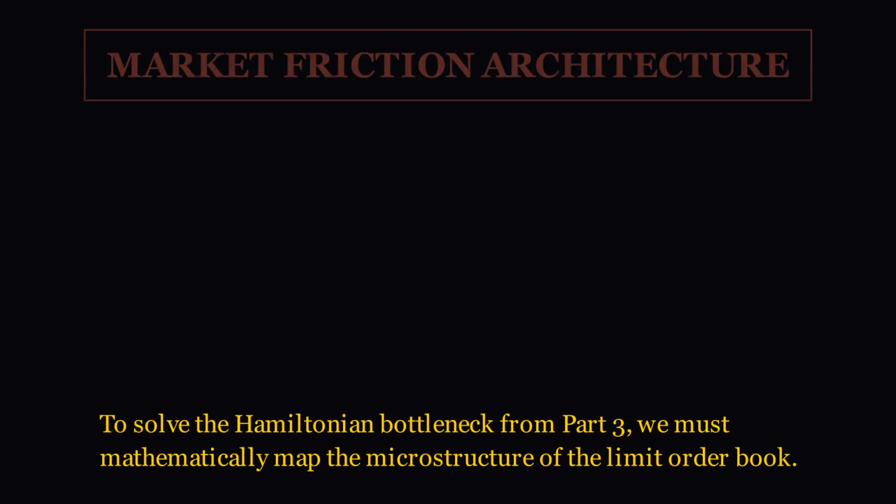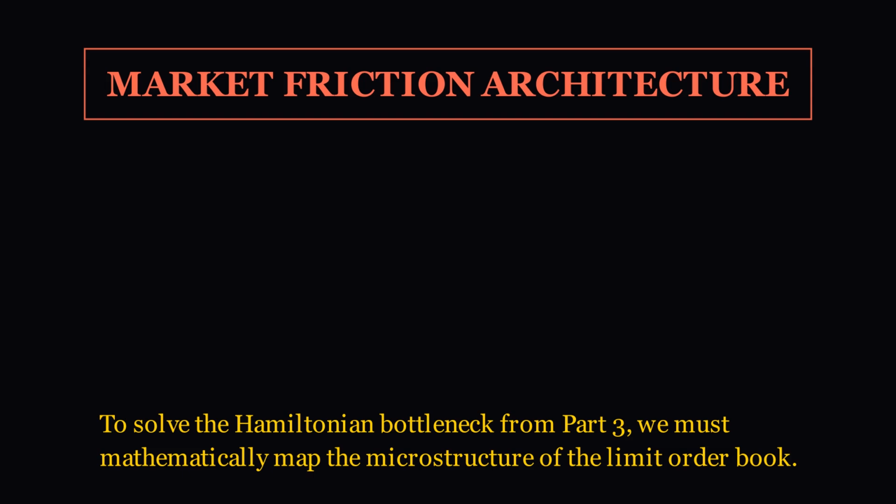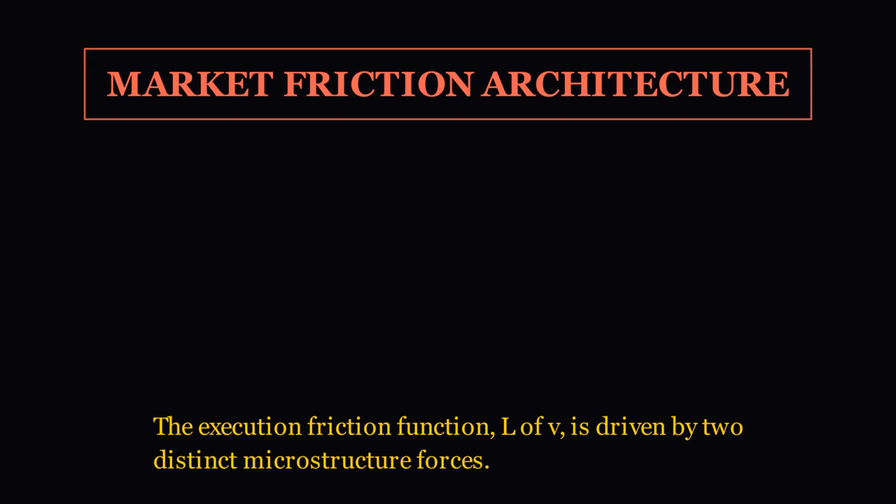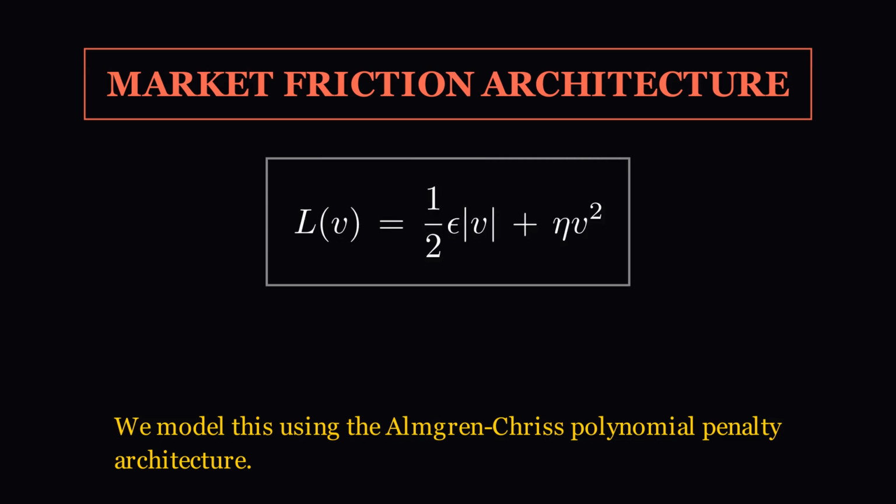To solve the Hamiltonian bottleneck from Part 3, we must mathematically map the microstructure of the limit order book. We cannot assume infinite liquidity. Every trade exerts a physical force on the market. The execution friction function, L of V, is driven by two distinct microstructure forces. We model this using the Almgren-Chriss polynomial penalty architecture.